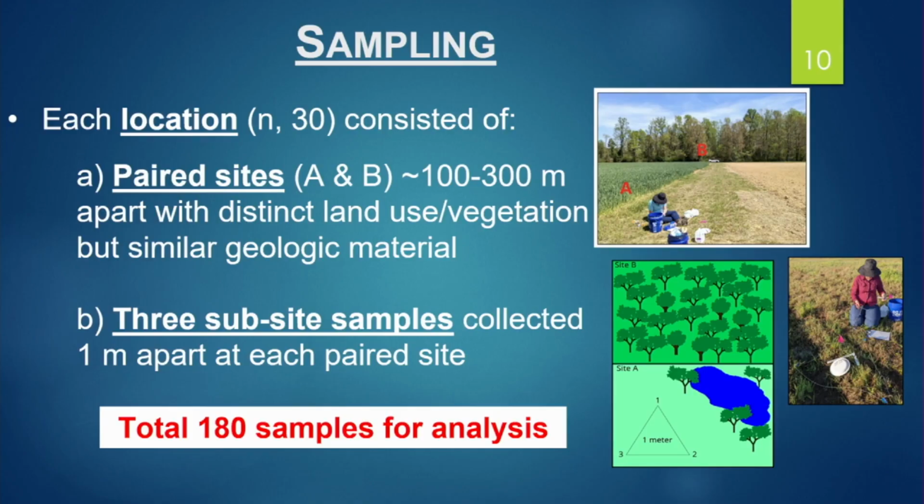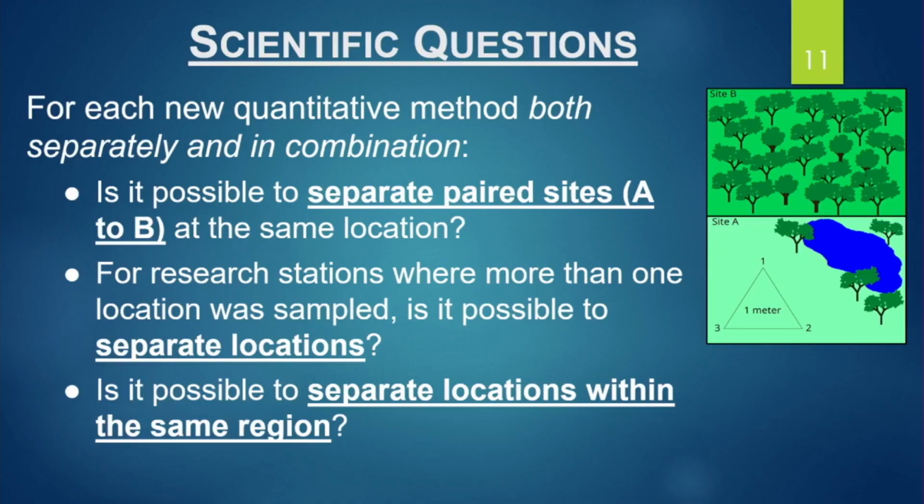At each of the A and B paired sites, we also collected subsite samples. And so these were taken a metre apart from each other to check and assess that very small scale spatial variability. So we had 180 samples available for analysis with the new methods. So, as I mentioned, we characterised these using existing methods and augmented them with the new methods.